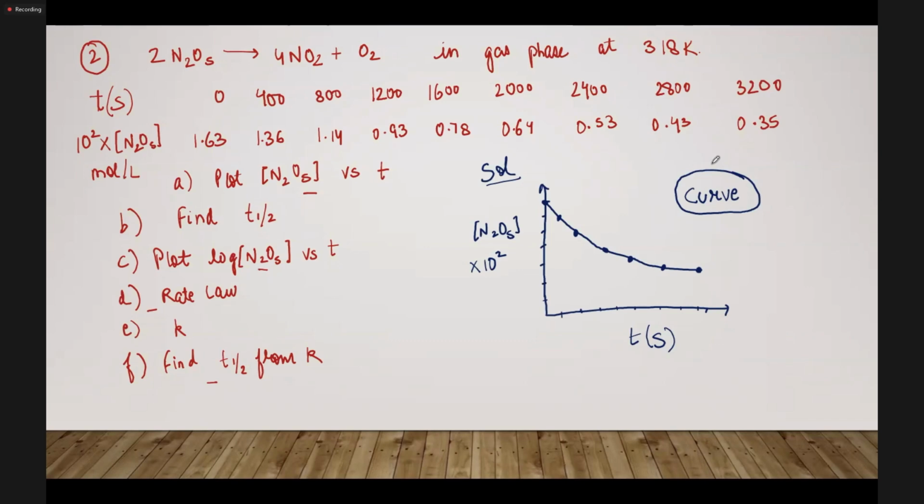Similarly, when we are doing it for the first order reaction, if the reaction is first order, when you plot the log of the concentration versus time graph, then you will get a straight line. So these are the properties of the order of the reaction. If these data points would have been lying on a perfect straight line, then we would have concluded that it is a zero order reaction.